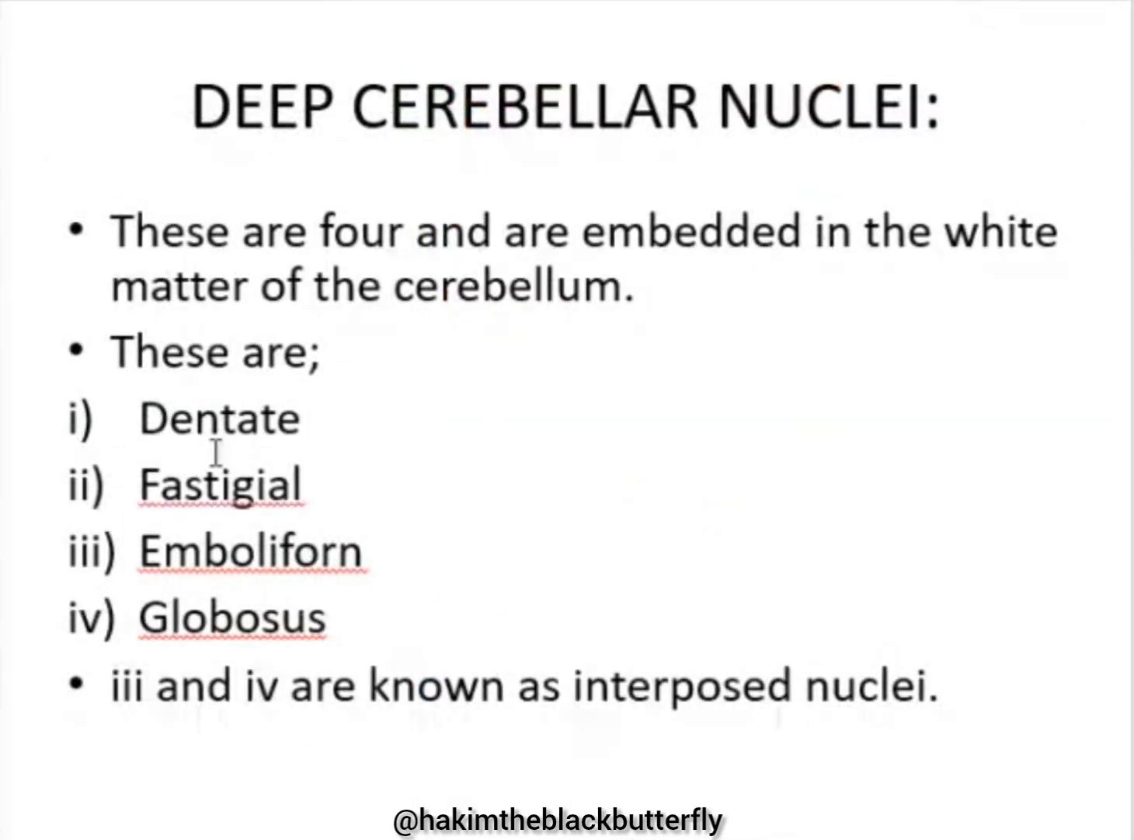The deep cerebellar nuclei are the dentate, the fastigial, the emboliform, and the globosus. The emboliform and globosus nuclei are also known as interposed nuclei because they are located between the dentate and the fastigial.